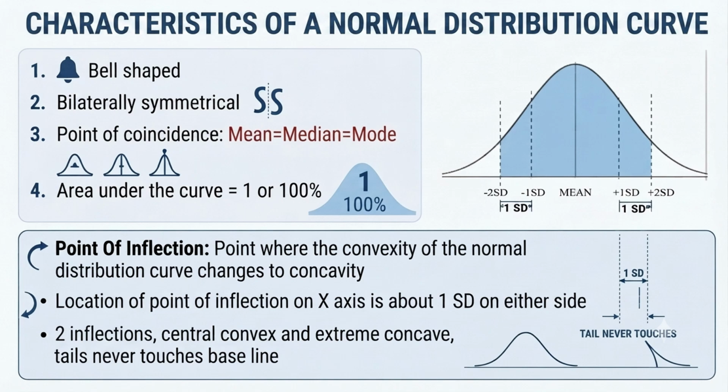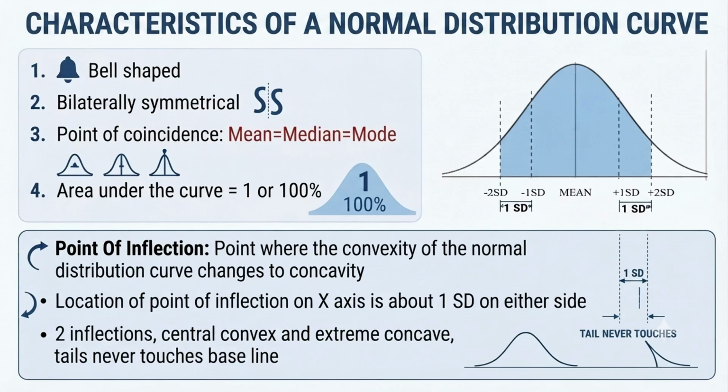As you can see, it is a bell-shaped curve, like the bell which is there in the temple. And this curve is bilaterally symmetrical, that means left and right sides are mirror images of each other. The line drawn from the apex of the convexity, in the middle, is the point where mean is equal to median is equal to mode. So in the normal distribution curve, mean, median, and mode coincide at the center. And the total area under the curve is 1 or 100%.